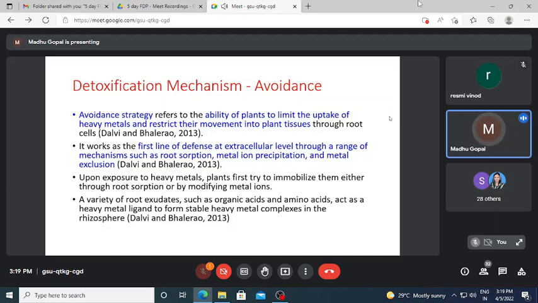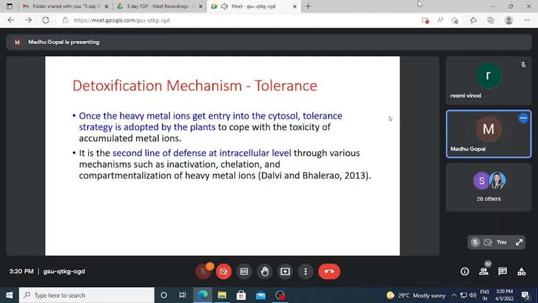So avoidance means the ability of plants to limit the uptake of heavy metals and restrict their movement into plant tissues through root cells. That is called avoidance. It is a first line of defense at the extracellular level through different mechanisms like root sorption, metal ion precipitation, as well as metal exclusion. Then you have tolerance. Once the heavy metal gets entry into the cell, the cytosol, that is the cytoplasm in the cell, a tolerance strategy is adopted by the plants to cope with the toxicity of accumulated metals. It is the second line. So the first line of defense is at the extracellular level, whereas tolerance, which is the second line of defense, is at the intracellular level through various mechanisms like inactivation, chelation, and compartmentalization of heavy metal ions.